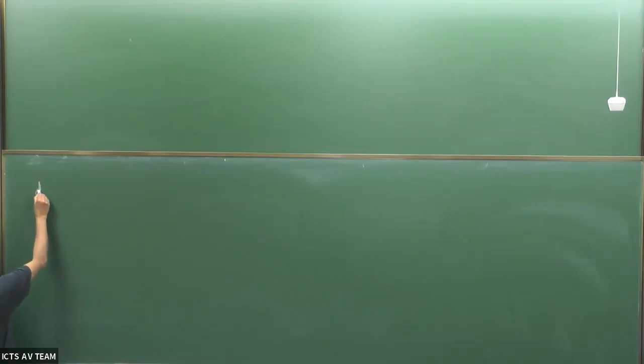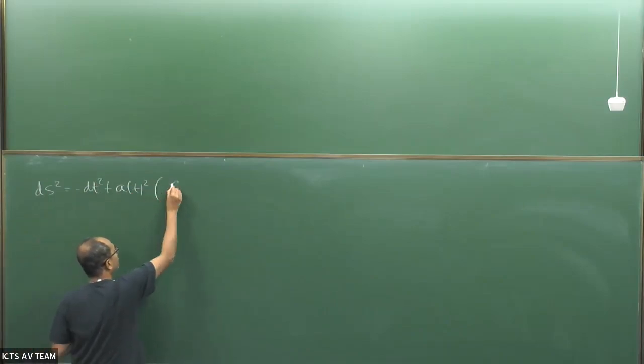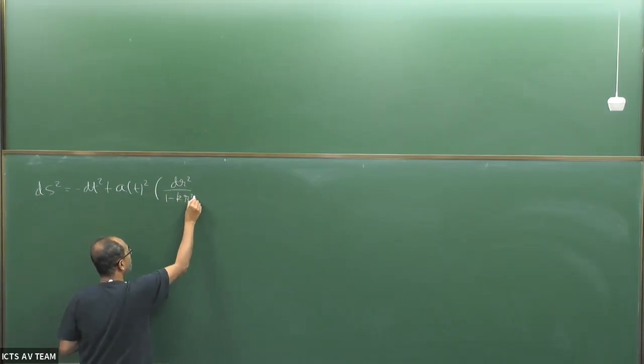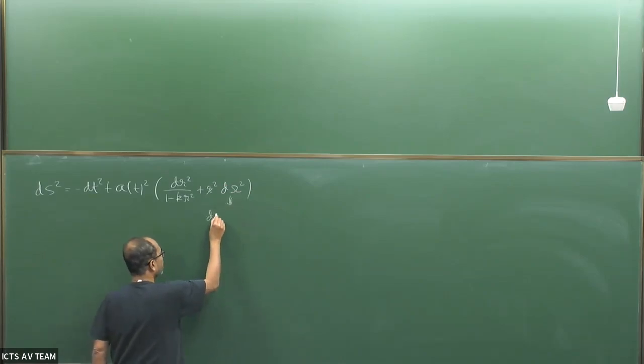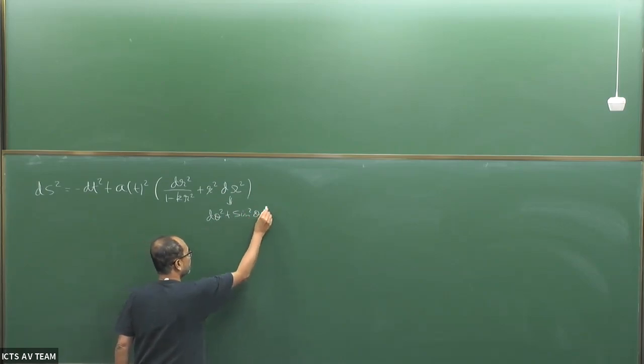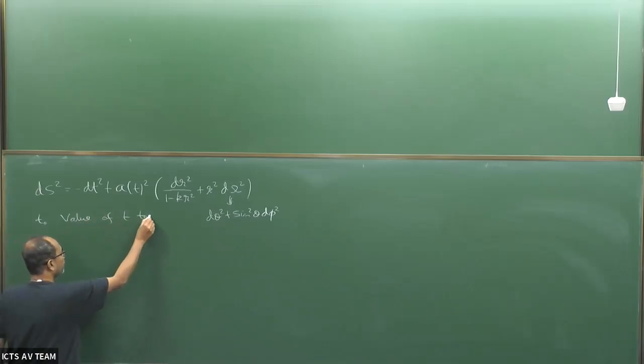Okay, so let me write down the form of the metric. Okay, so this d omega square I'll use as a shorthand notation for d theta square plus sin square theta d phi square. This is just so that we don't have to write this long expression, we just write d omega square. Now, let's suppose t naught is today's time. So we don't know what it is, right? That we'll see later how we define it.